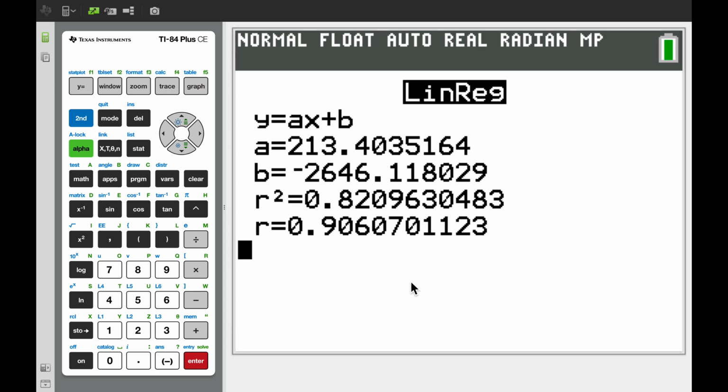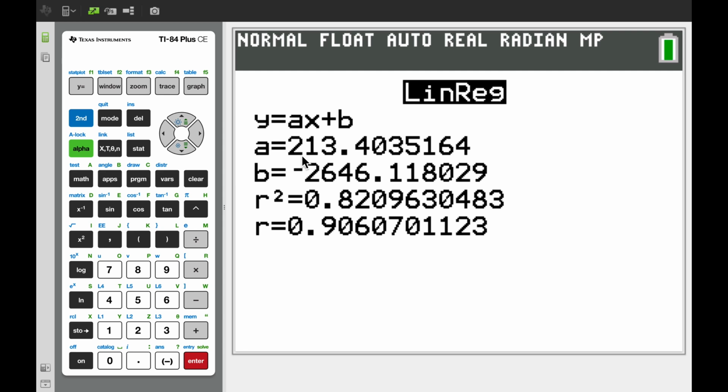Now, one thing I want you to notice here, it's increasing by 200 every year. It had a y-intercept at negative 2,646, so that seems a little strange. But remember that it's just a line of best fit. It's not actually, exactly factual. So that is okay. It sometimes happens like that. Notice the correlation coefficient is 0.906. So that's pretty strong, but we've seen stronger correlations. And so that's the correlation of a line. So how well does the line fit the data?